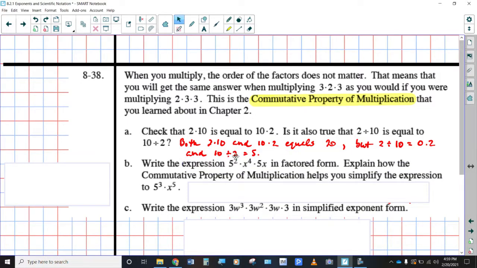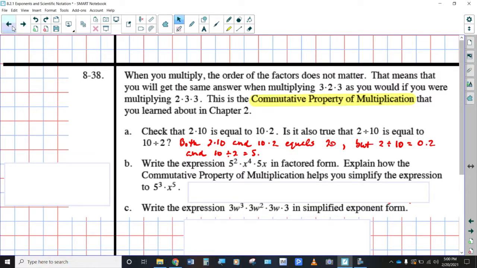And 10 divided by 2 is equal to 5. So the answer is that commutative property does not work for division, just like it didn't work for subtraction either. But when you're adding or multiplying, you can absolutely rearrange the order of the terms, or in this case, the factors, I should say, of what you're multiplying together. So we're going to apply that to help us with this situation here.